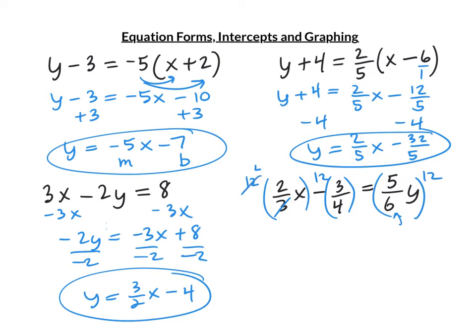3 goes into 12 4 times. 4 times 2x is 8x. 4 goes into 12 3 times. 3 times 3 is 9. 6 goes into 12 twice. 2 times 5 is 10, so 10y.